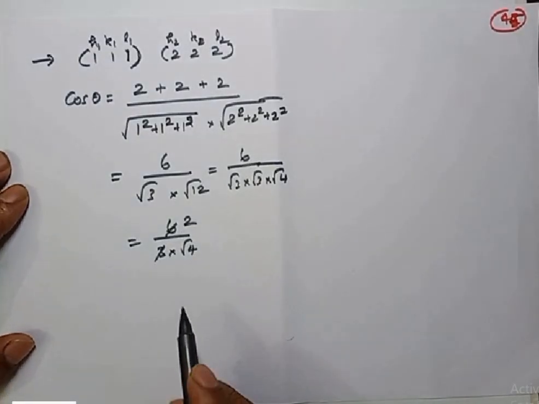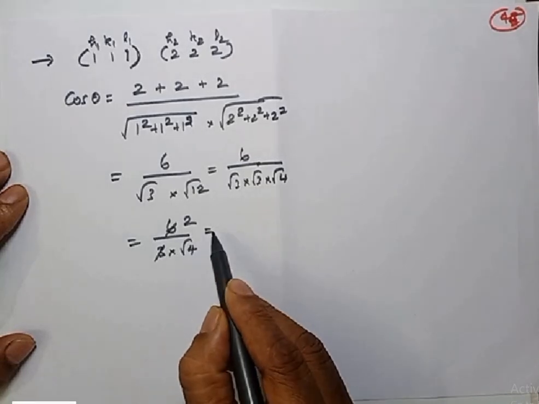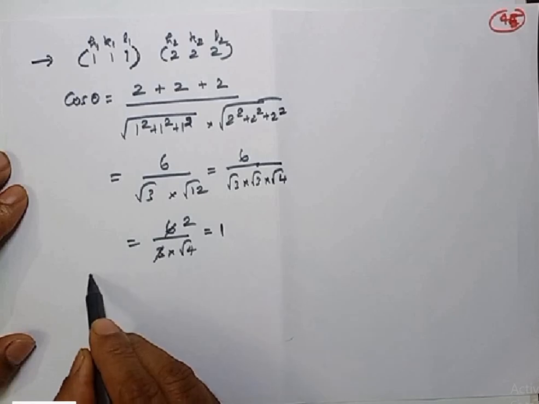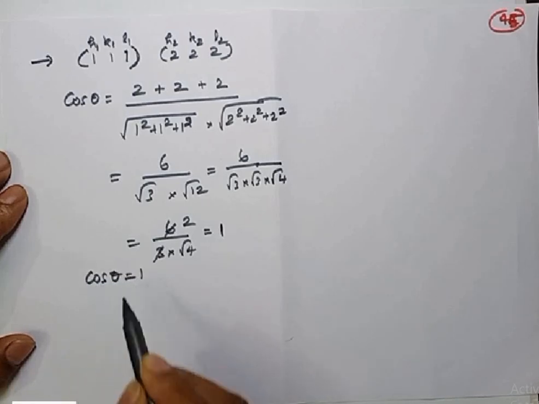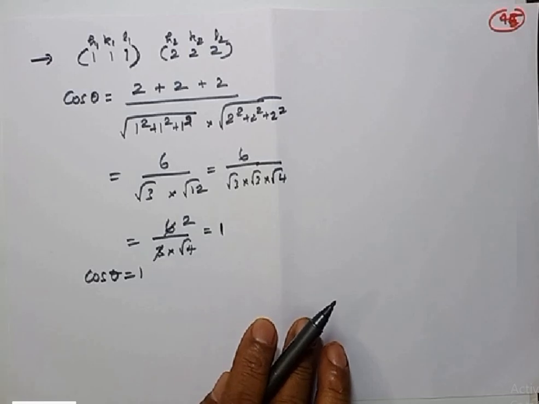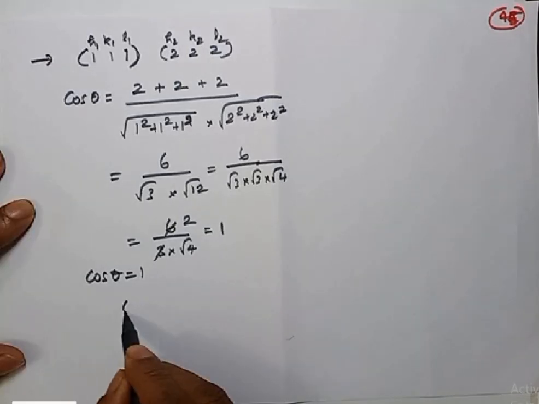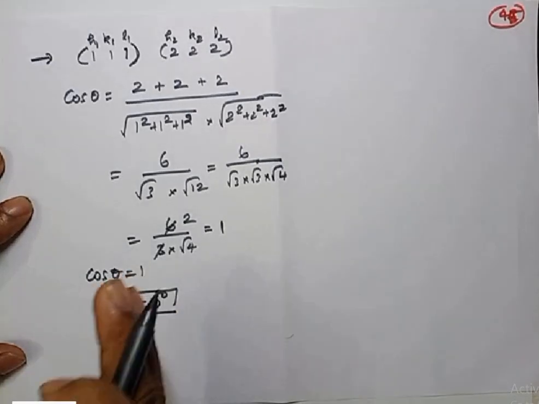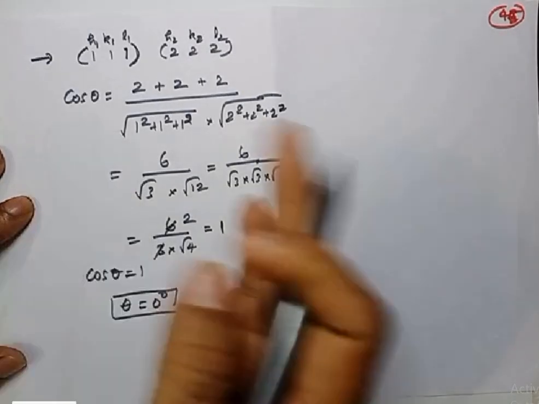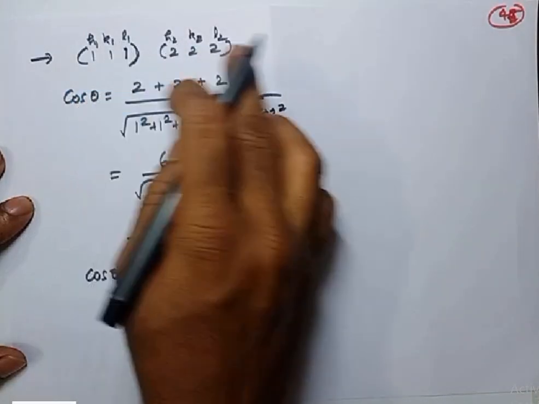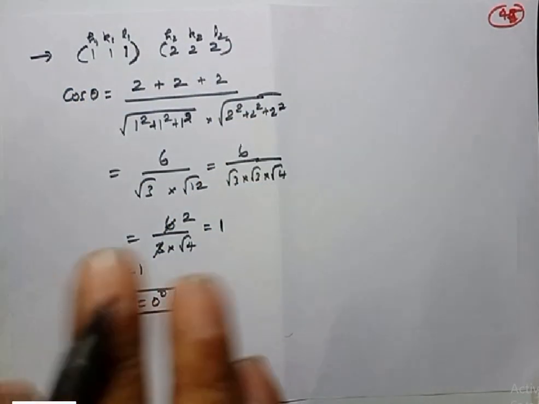So, root 4 is 2, so 2 by 2 is 1, correct? I am getting cos theta equal to 1. Which theta angle will give cos theta as 1? So, we get theta is equal to 0 degree. Theta 0 degree implies that the two planes are parallel actually. So the 1 1 1 plane and the 2 2 2 plane are parallel planes, right?